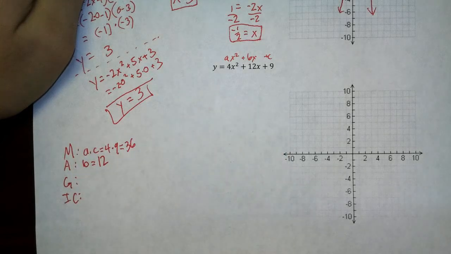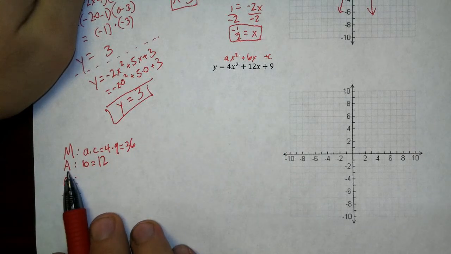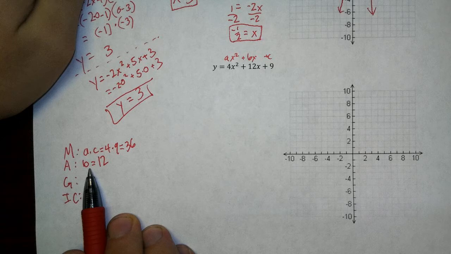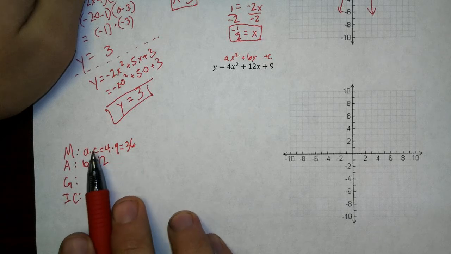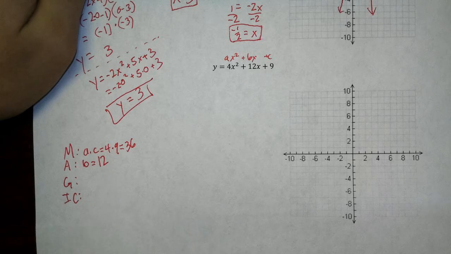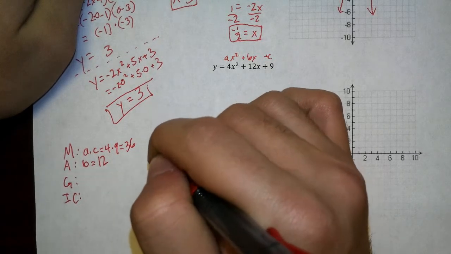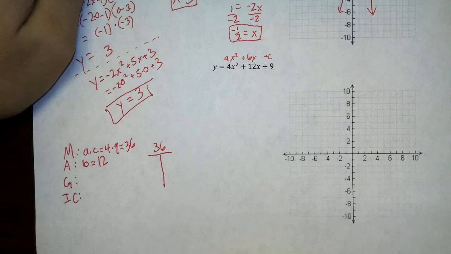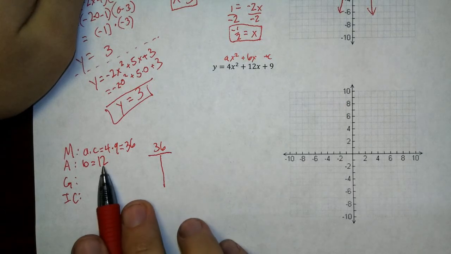And why did I write b? I wrote b because we are trying to add to b. We're looking for factors of a times c that add to b. That's the name of the game. Let's go ahead and play it. So we have 36. We want factors of 36 that add to 12.